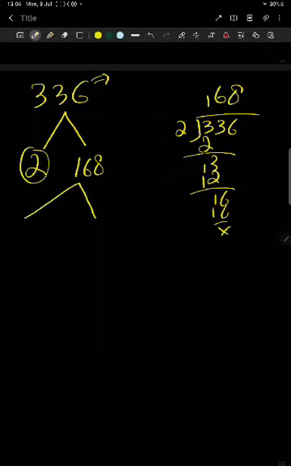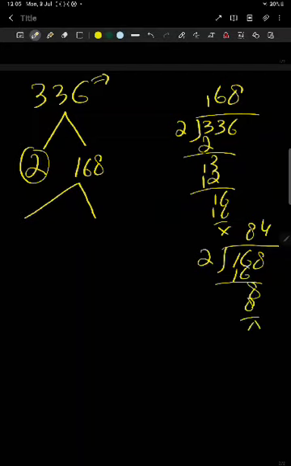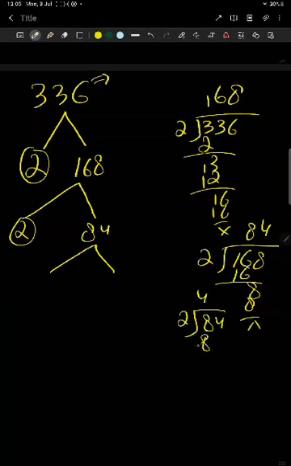Now this is composite, so it will be divisible by some number. The last digit is 8, the digit at the unit place is 8. It tells me that it will be divisible by 2 again. So I will check in my rough column. 2 8s are 16, 2 4s are 8. So again I will write 2 over here and 84. 2 is prime, I have circled. 84, I will check it. 2 4s are 8, 2 2s are 4.